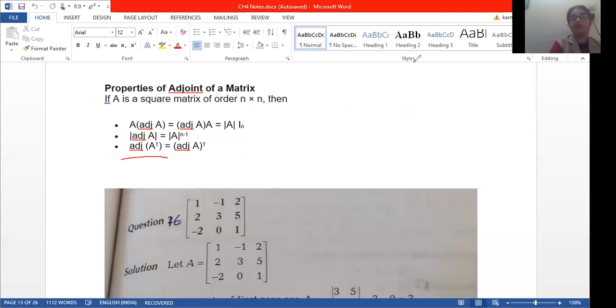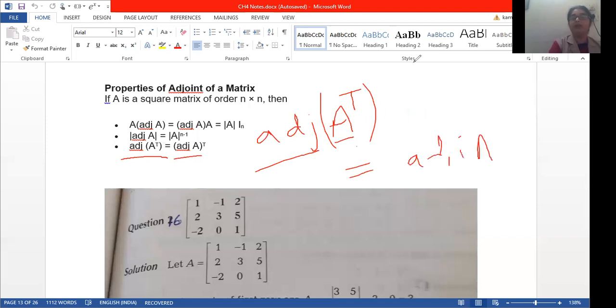Then this is again very important. Adjoint of A transpose is equal to adjoint of A whole transpose. If we are having a matrix A and we first take the transpose and then we take the adjoint, that will be equal to adjoint of A whole transpose. Is that clear?